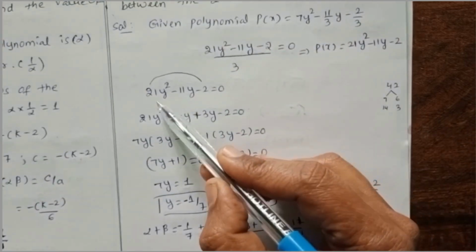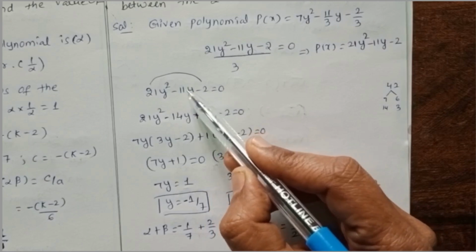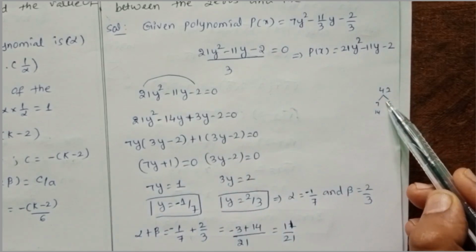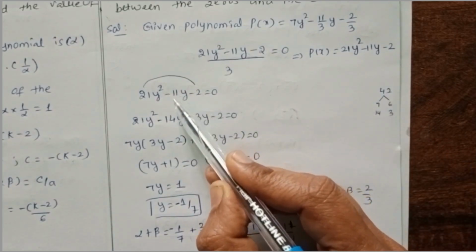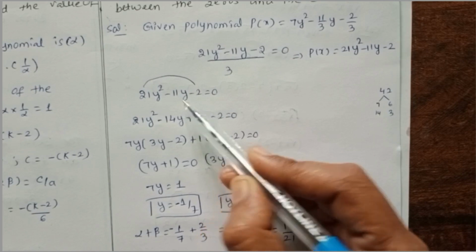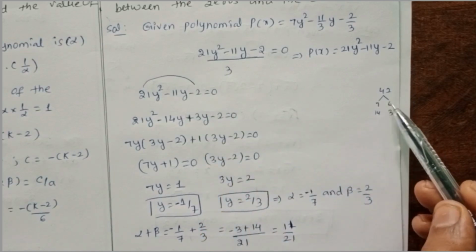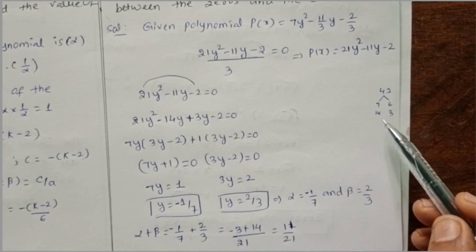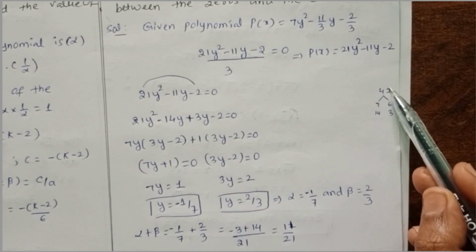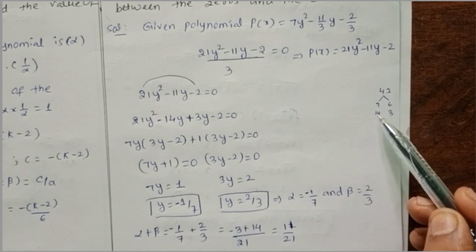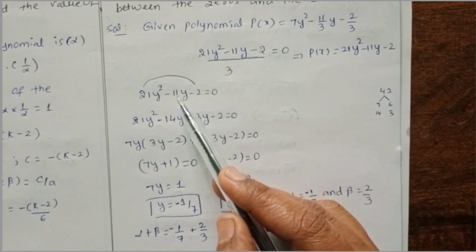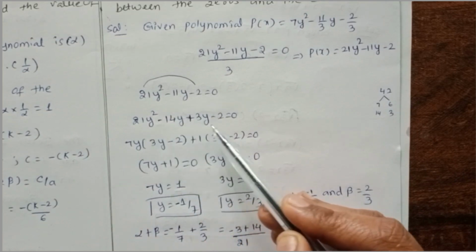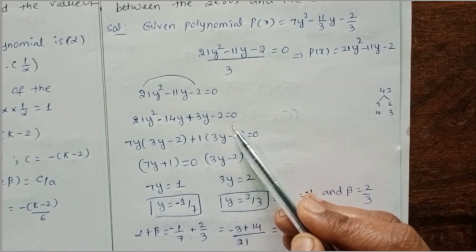Now do the middle term expansion for this question. 21 into 2, 42. And if you add or subtract, you should get the middle term 11y. We can write 42 as 7 6 42, 14 3 42, so many factors. Like 14 3 42 you are getting the product, and if you subtract 14 minus 3 you get 11. So write 21y square minus 14y plus 3y minus 2 is equal to 0.